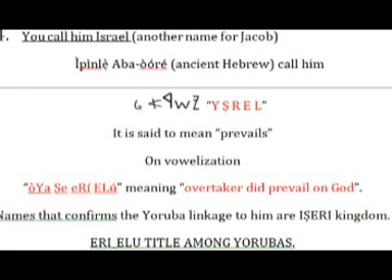This is what is written in the ancient Hebrew Torah. You can see that there's no I there. It is Y that is there. You can see it's written out from left to right, and it is said to mean prevails, to prevail. On vowelization we have this: Oya She Eri Elu.